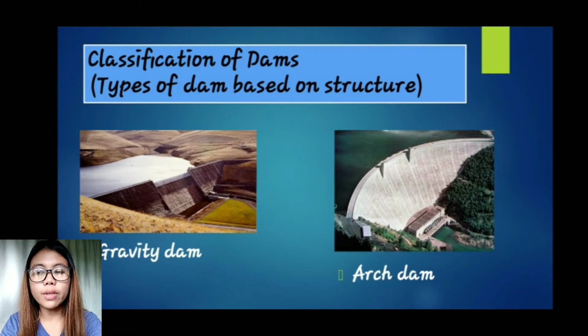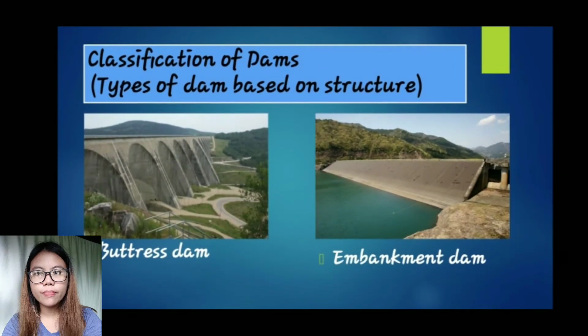Second, we have the arc dam. An arc dam is a concrete dam that is curved upstream in plan. It is designed so that the force of the water against it, which is known as hydrostatic pressure, presses against the arc, causing the arc to straighten slightly and strengthen the structure as it pushes into its foundation.